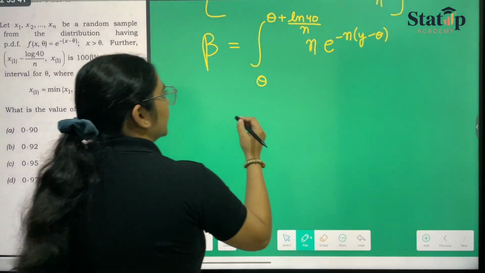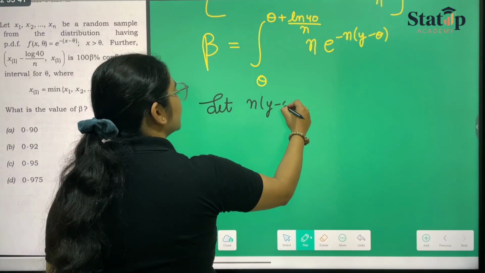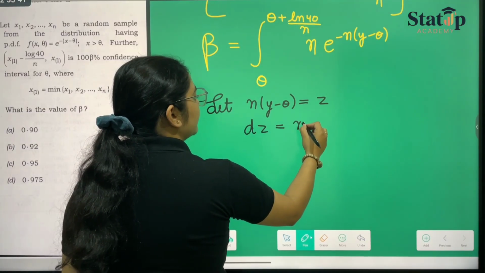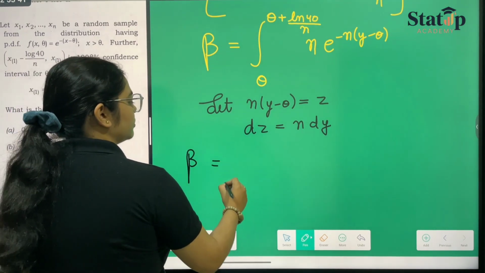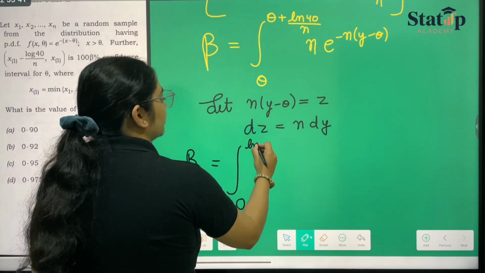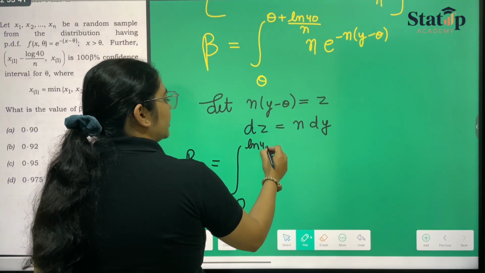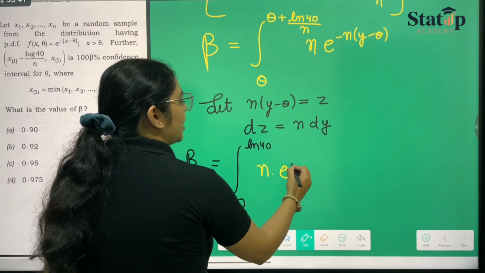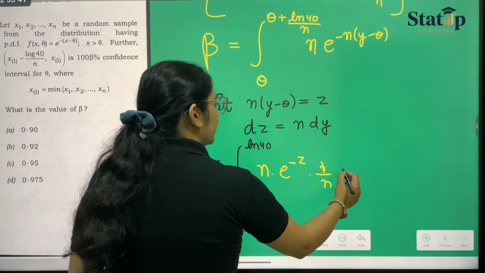Now here we will be converting. Let n(y minus theta) equal z. So dz is equal to n dy. If we put the values here, beta is equal to, if y equals theta, then z will be equal to 0, and when y is equal to theta plus log 40 upon n, then z will be equal to ln 40. So here we have to put the value n into e raised to the power minus z into 1 upon n into dz.